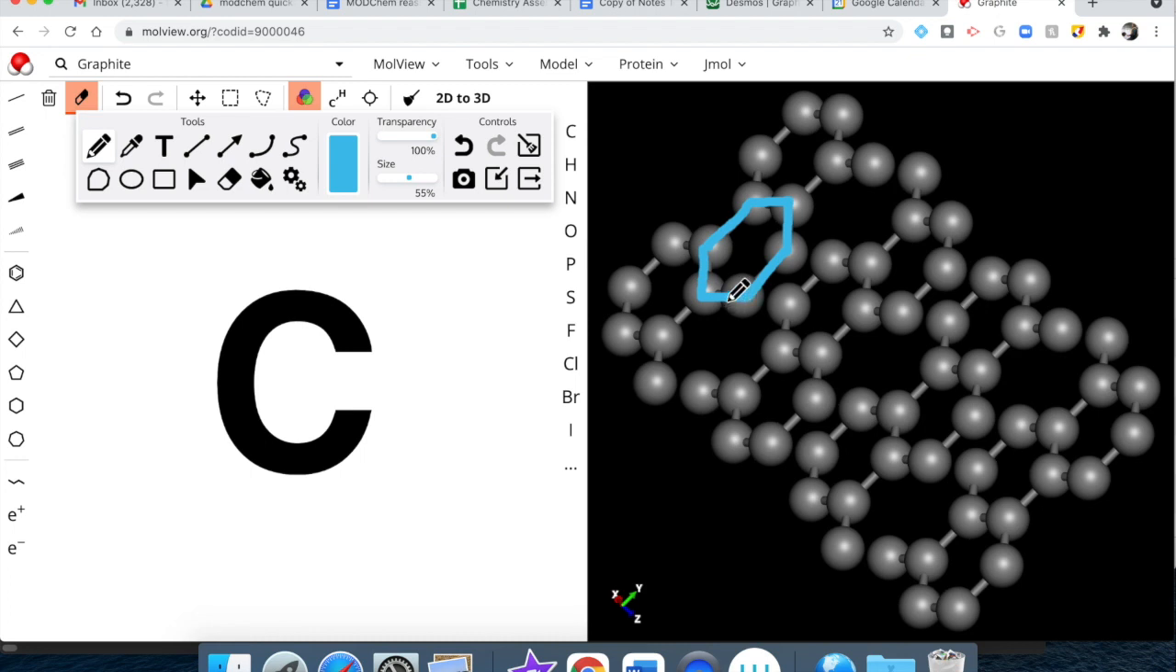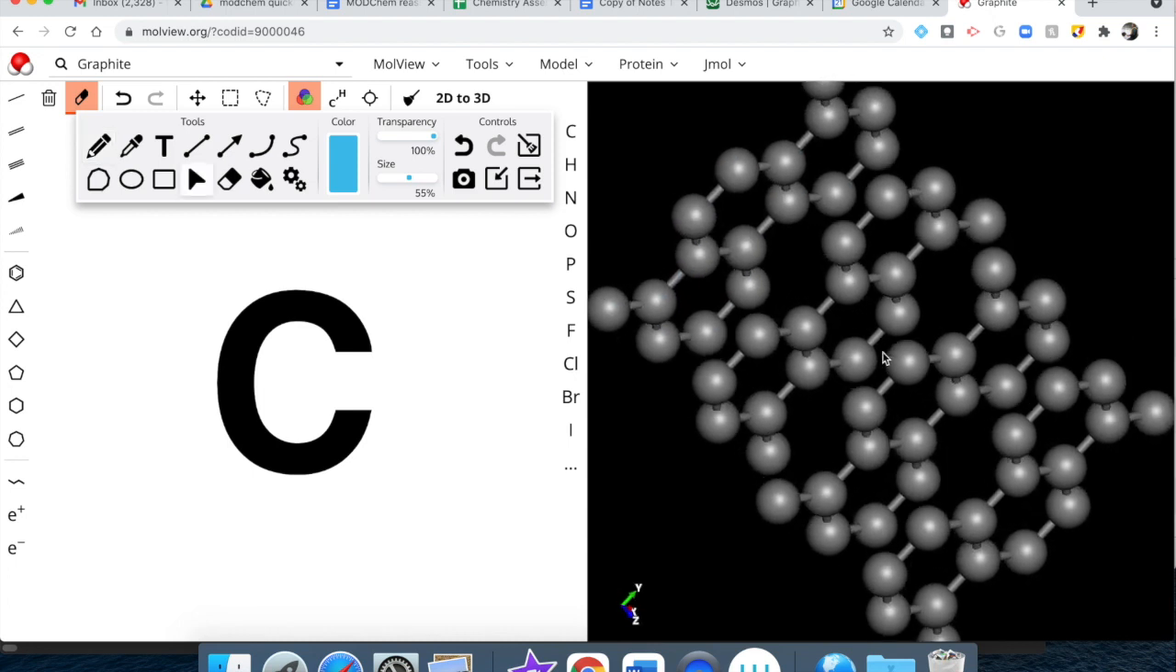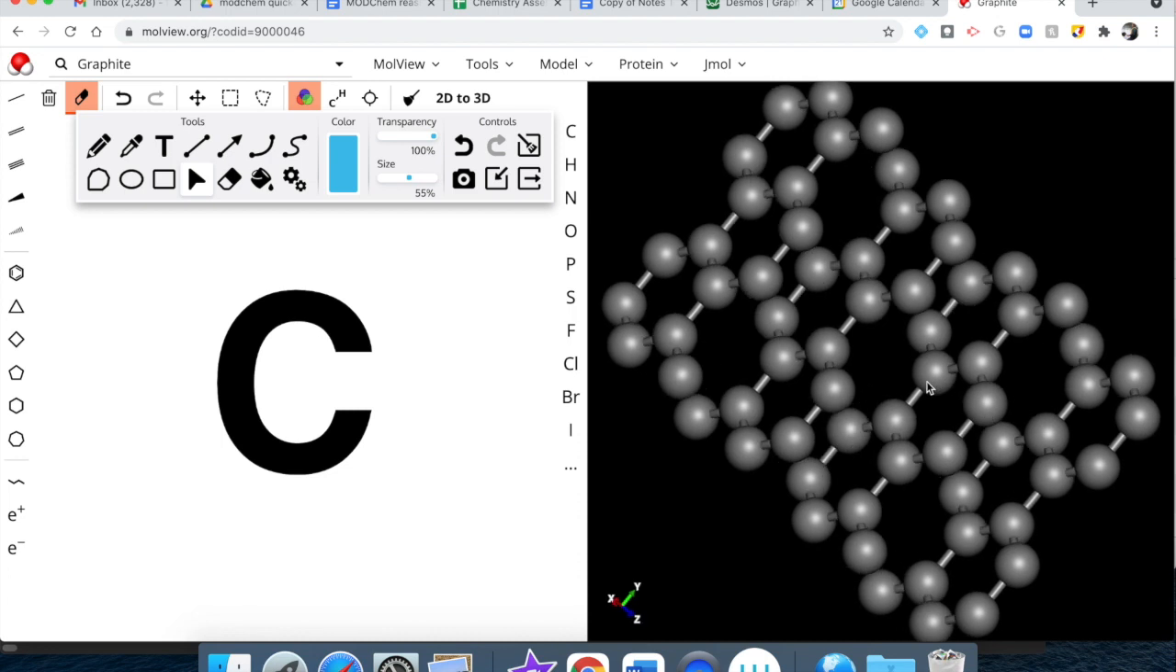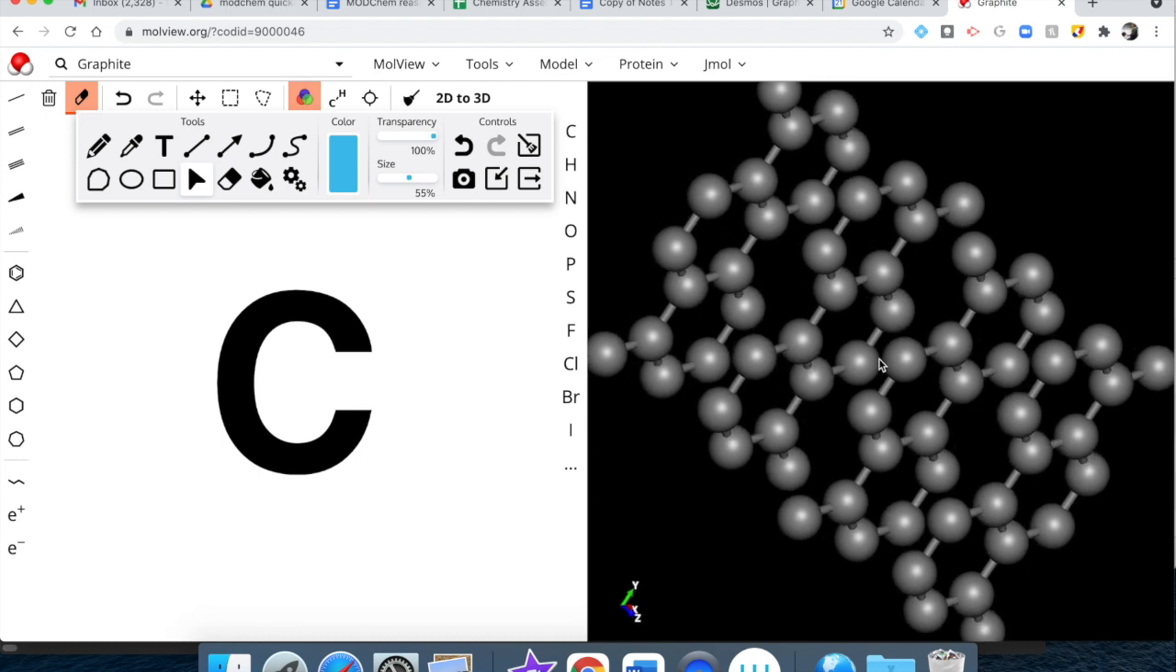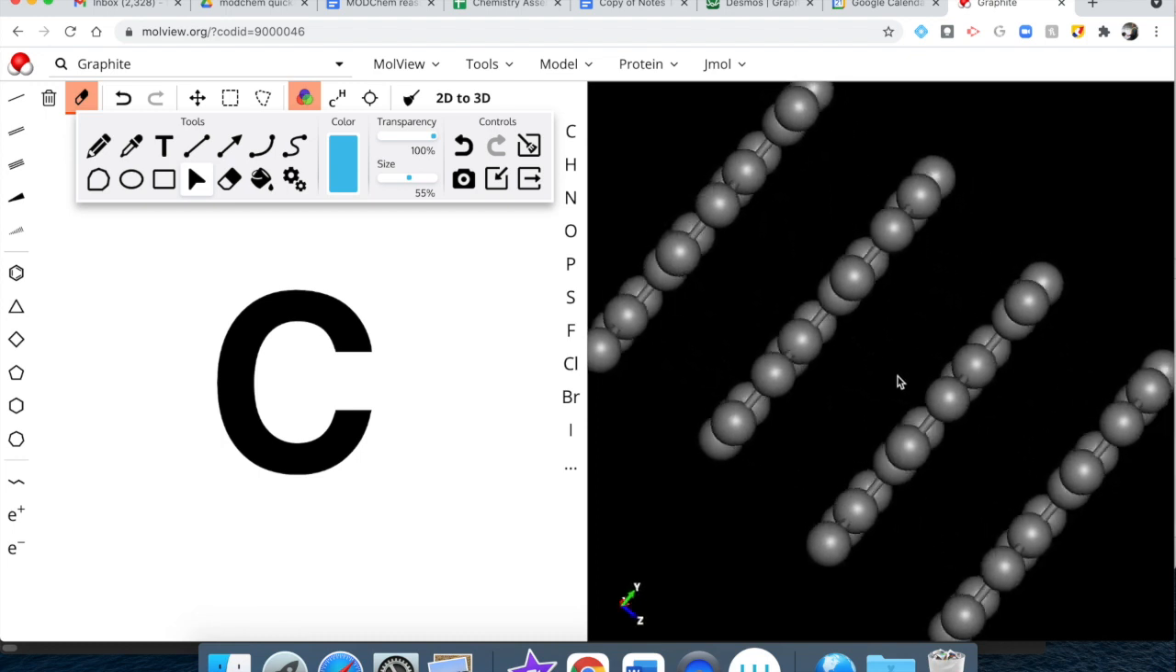That structure repeats itself, and you can't see all of them in our model here, but they're all connected together. And if we kept expanding this larger and larger, we would see that this is made up of six-membered rings of atoms in a sheet. So we have sheets of six-membered rings, and these would extend many, many, many atoms wide and deep. But the sheets are not connected to each other by bonds.